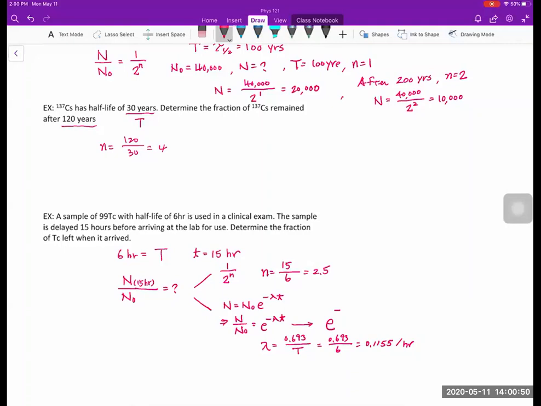Then you put this lambda over here, 0.1155, and multiply with the time, which is 15 hours. And that will be the fraction that you have left. Okay, if you multiply this, you're going to have 0.177. It's going to be the same as this one here, giving you the same amount. Okay, any question about this problem?